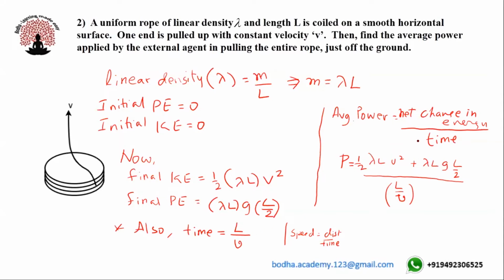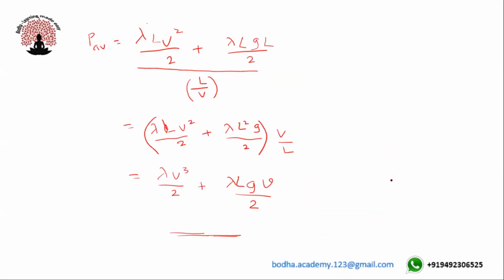Now average power is equal to net change in energy by time. Net change in energy is the final potential energy plus final kinetic energy, minus initial potential energy and initial kinetic energy. Subtract, you'll get this one. Time I'll write as L by v. This we must simplify, and in the next place we'll do the simplification. On simplification we will get the final answer. Hope it is clear. Okay, we'll go to one more problem.